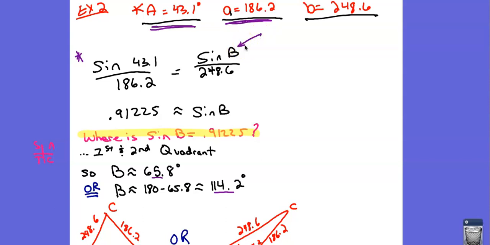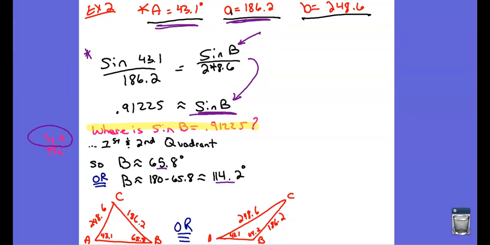So again, when you're trying to find an angle, you've got to be careful. The question is, where is sine of B? Once you set this up and solve it, and you get down to this step, where does sine of B give you 0.9125? In other words, it's positive. Where is sine positive? Well, it's positive in the first and second quadrants. So we have two different scenarios.